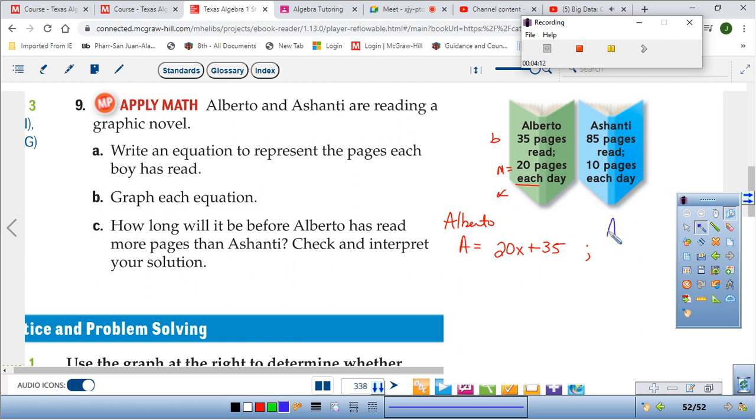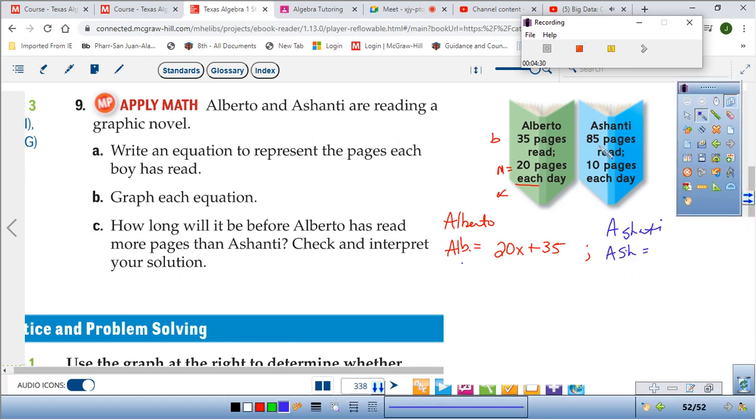Ashanti. Okay, let me do Ash. Ash is equal to, look, that's his b, and each day is your m. That's the way it changes. That's your rate of change. So we're going to go with 10x + 85. So that's Alberto's and Ashanti's. Now, it says graph both.